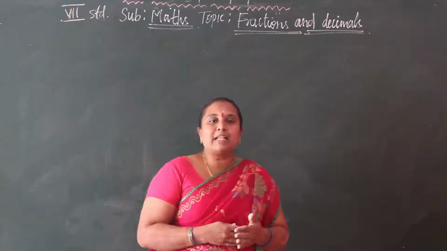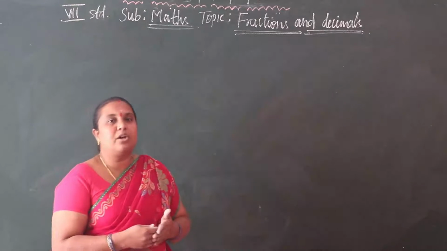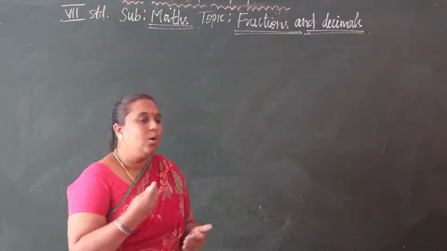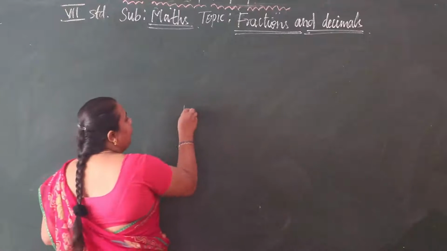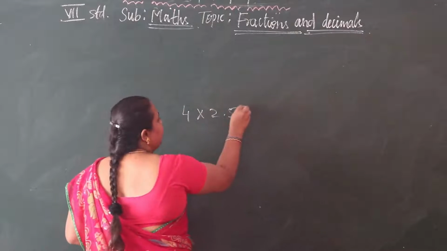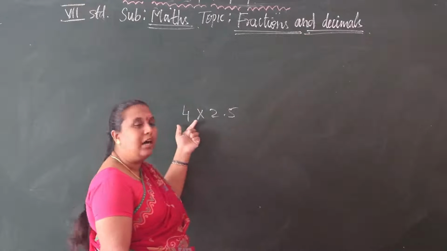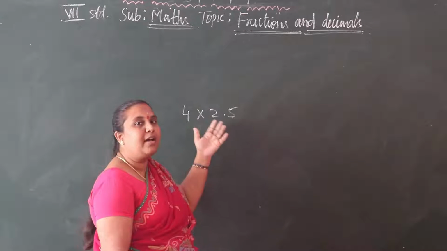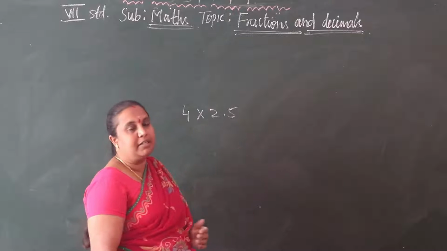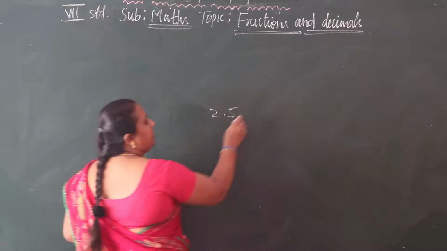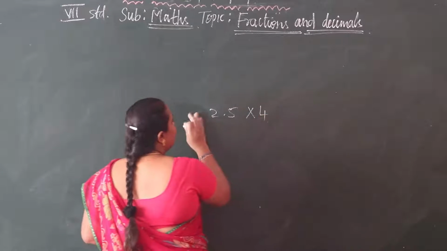We know from our last class the multiplication of a decimal number into a whole number, that is 4 into 2.5. So 2.5 is a decimal number and 4 is a whole number. Here we are multiplying by the multiplication method. We can write this without the decimal point, so it is easy.